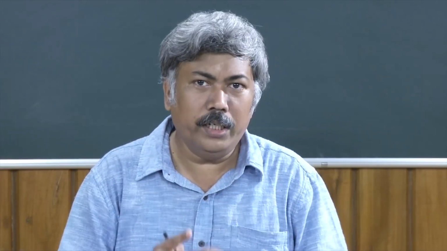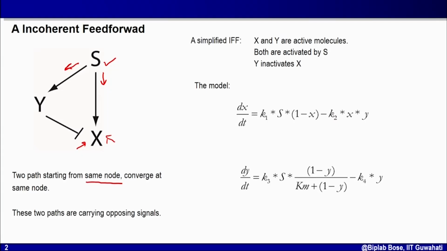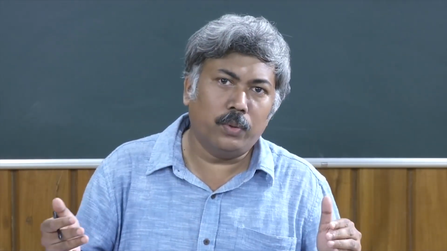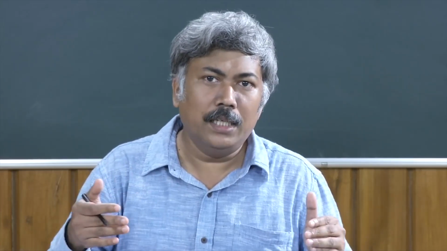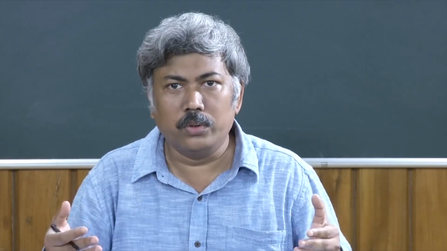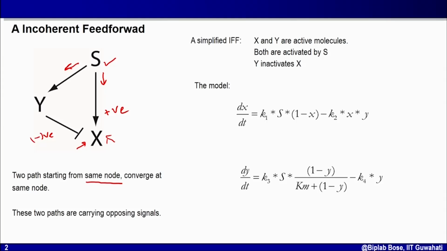But it is called incoherent because if you can see, from S to X it is a positive path, whereas S to Y to X is a negative path because Y is inhibiting X. So through one path, S is telling X to grow, to get activated or to do something positive, whereas through the other path where you have Y, S is telling X through Y that you have to inhibit or stop or do something opposite. So the two paths are not coherent, they are incoherent. So this is the structure of the incoherent feedforward motif.